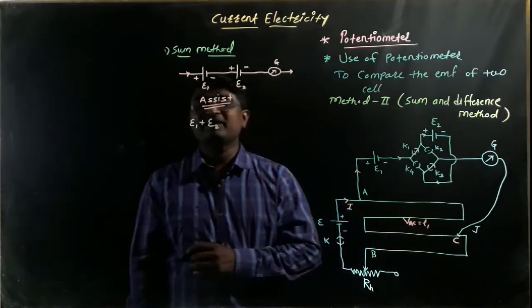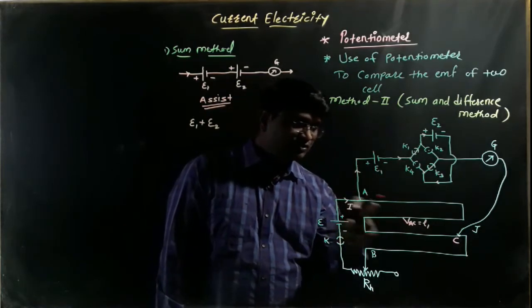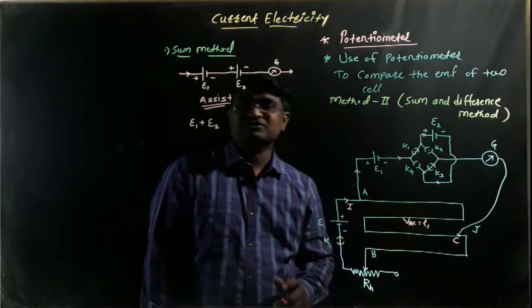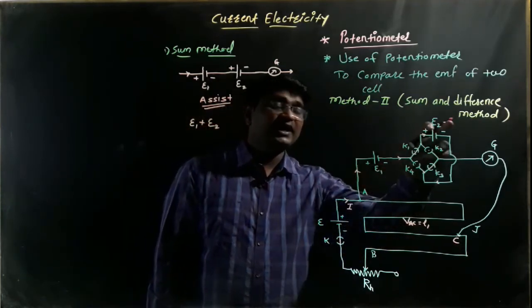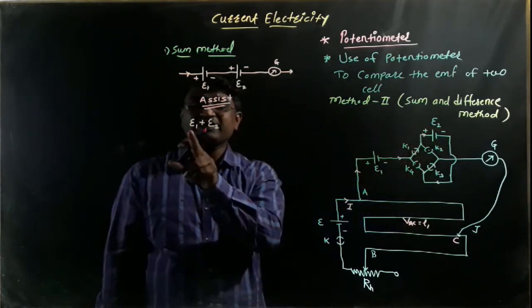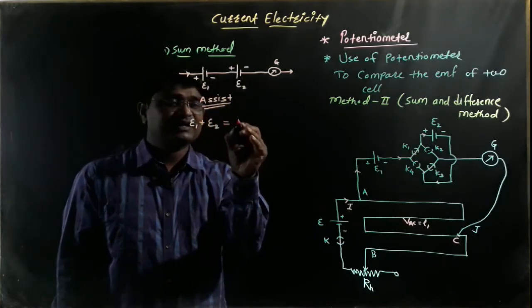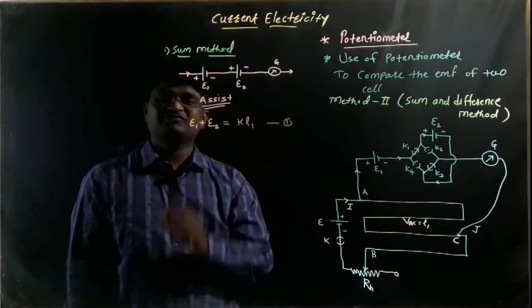Their length will be denoted by L1. As per the principle, we know that this total potential is directly proportional to the length of the same portion. Their potentials will be added, because the cells epsilon 1 and epsilon 2 assist each other, adding together. So their potential will be denoted by epsilon 1 plus epsilon 2, and this is equal to K into L1. So this is the principle of potentiometer.